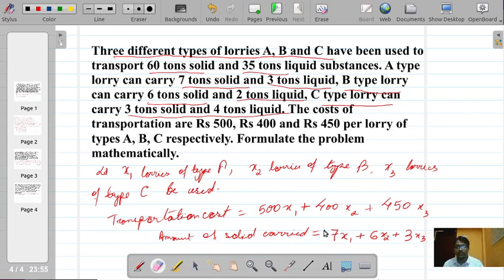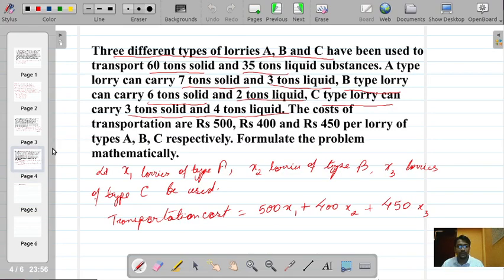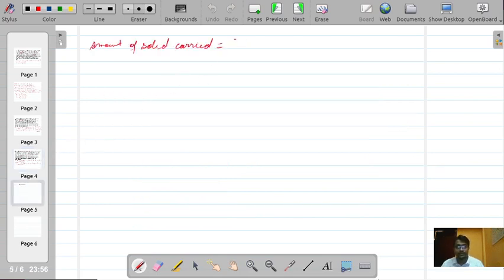If it is not visible, let us go to the next page. The amount of solid that is carried is equal to what? 7, 6 and 3. So it's 7x1 plus 6x2 plus 3x3.